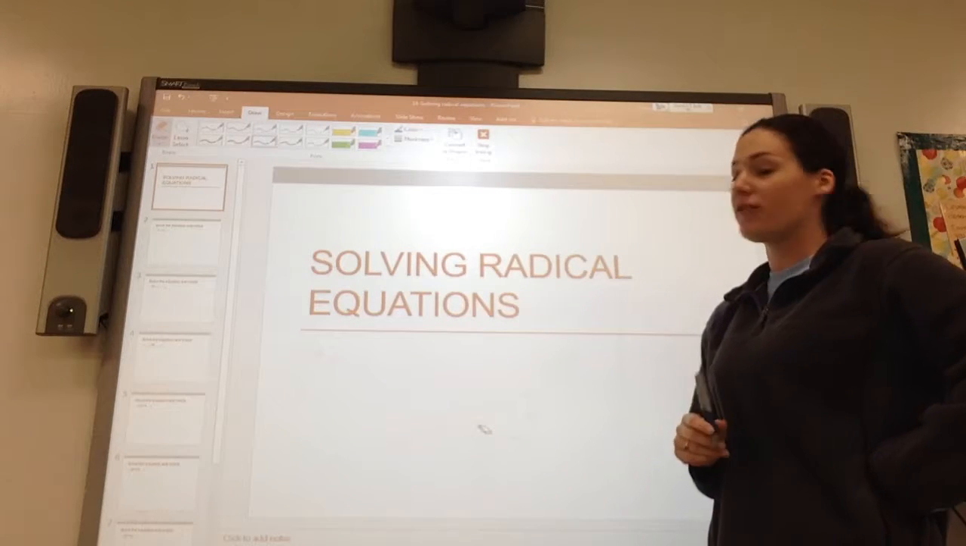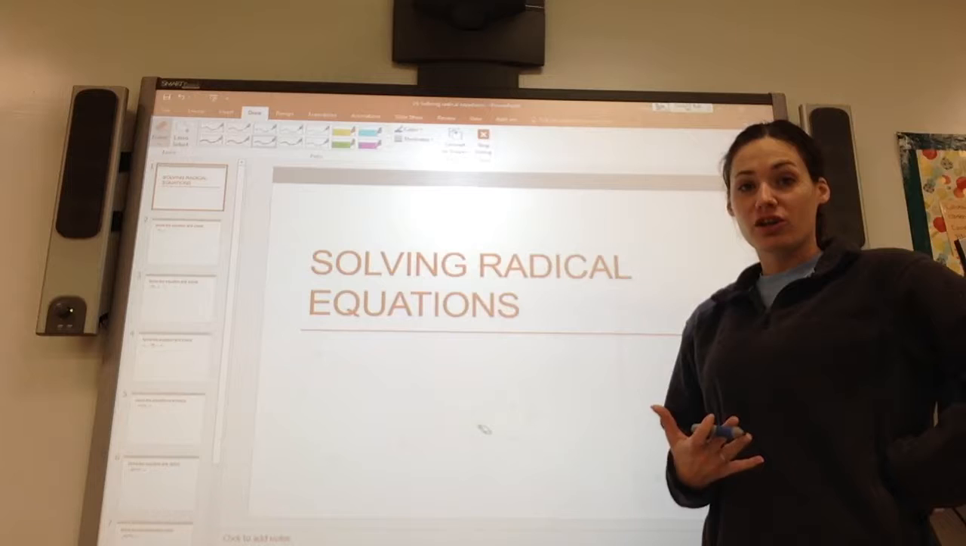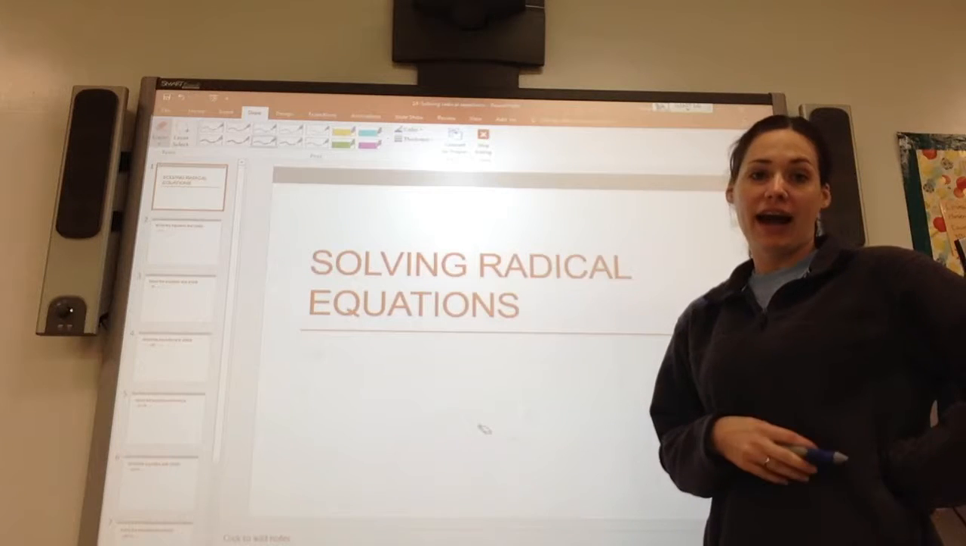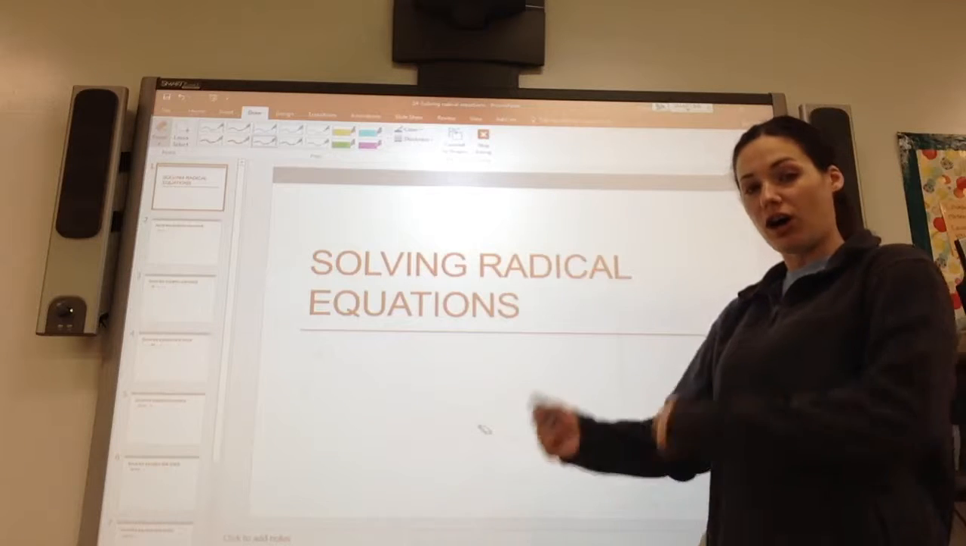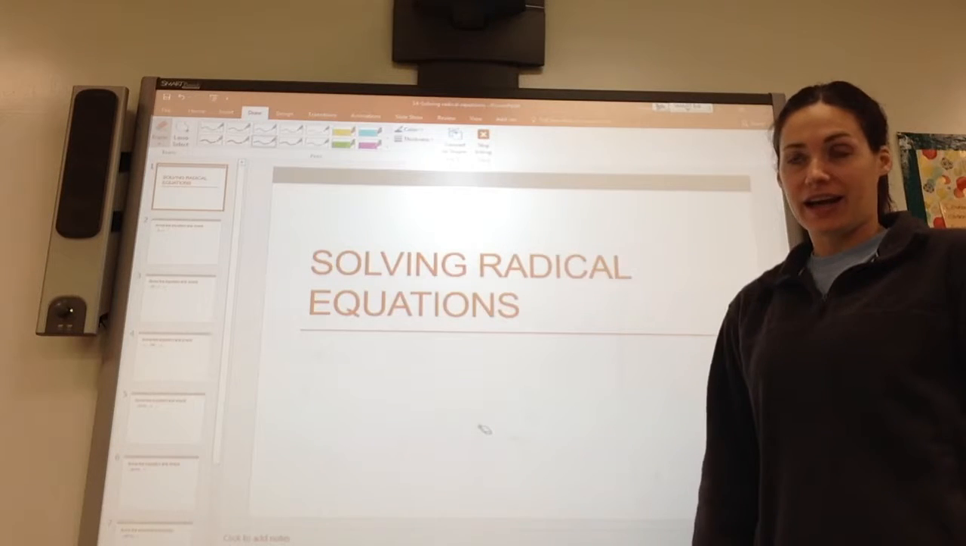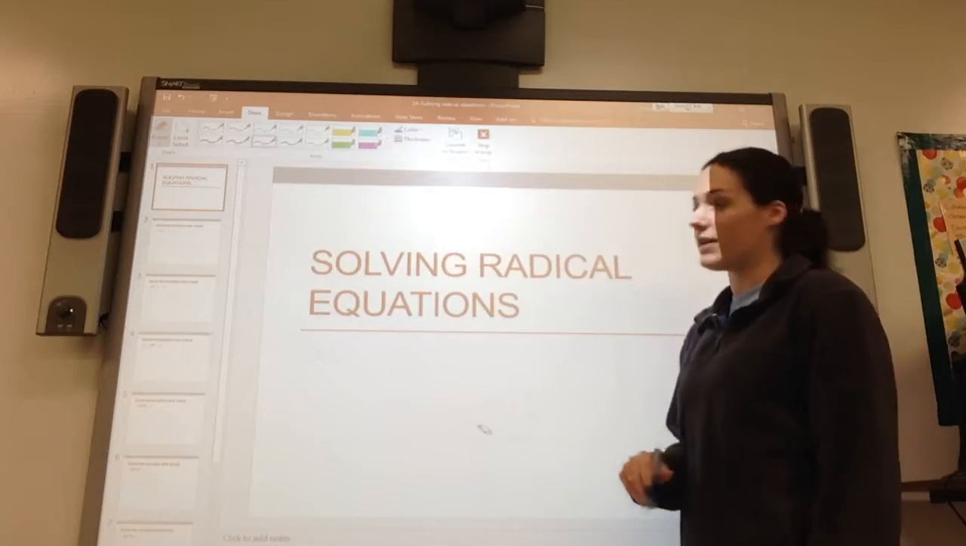We're going to be looking at solving radical equations today. Everything you've been doing so far has been simplifying: multiplying, dividing, adding, or just simplifying a radical. Now we're going to throw all of that into an equation and see what that looks like. So solving radical equations, make sure to label in your notes.